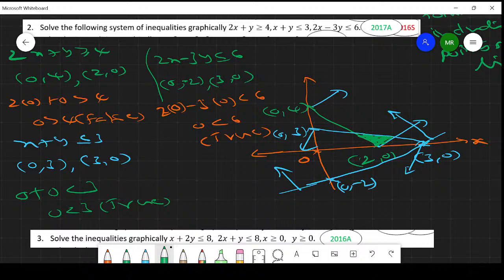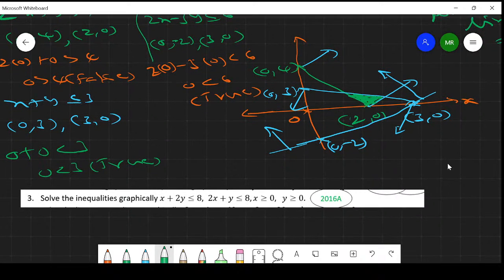It's clear. The shaded region is the solution, including the points on the line. You can verify that what I have drawn here, above the line, satisfies all the inequalities.